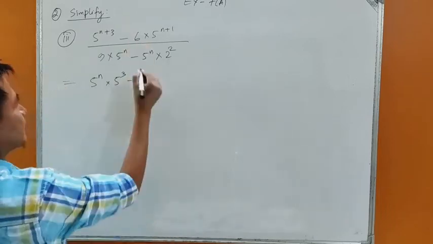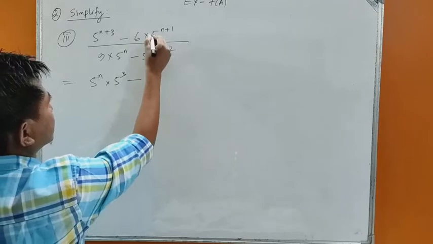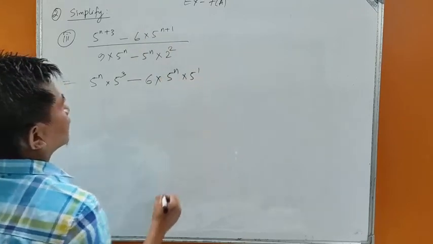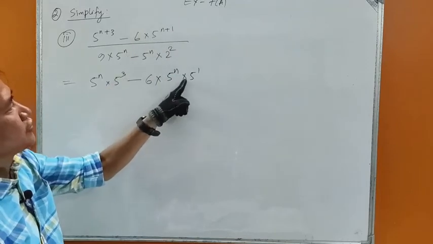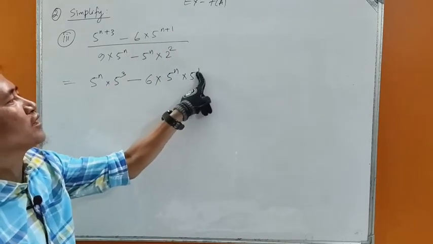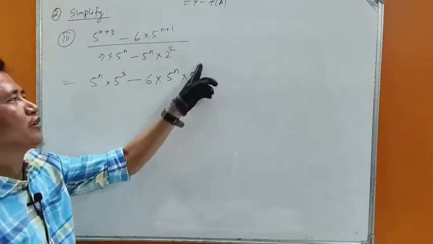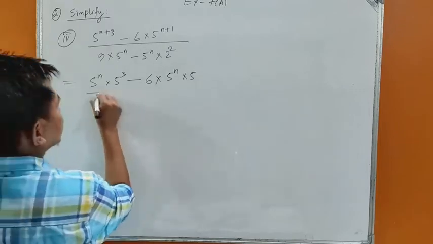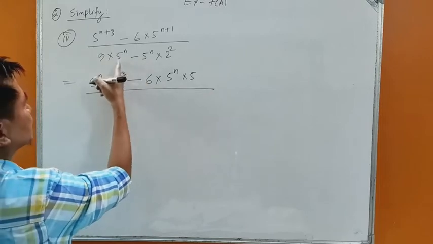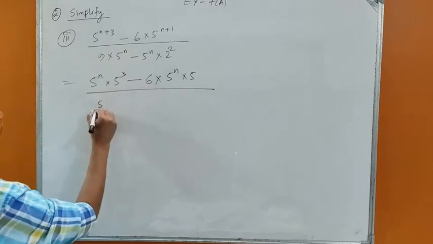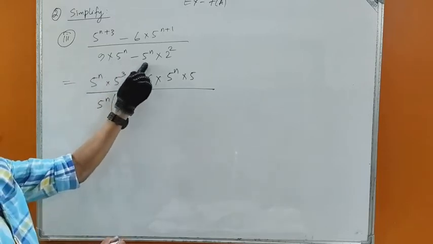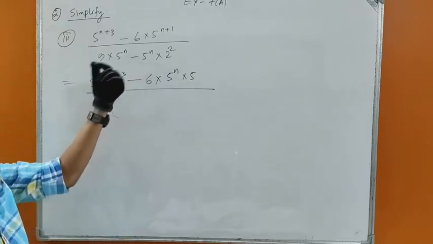Now this is 6 into 5 to the power n into 5 to the power 1. Needless to write this one, isn't it? If there is no 1 in the power, we should understand there is always 1. So in the denominator you can take this 5 to the power n common. Common means this number is in both the terms, so this number is taken outside.